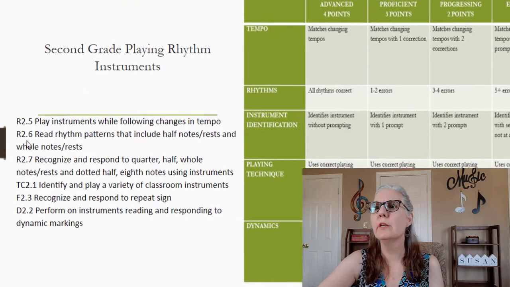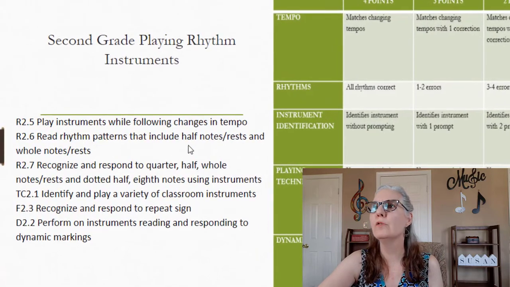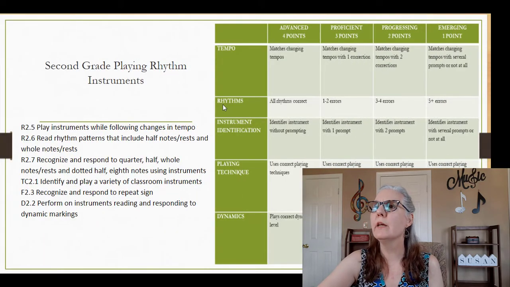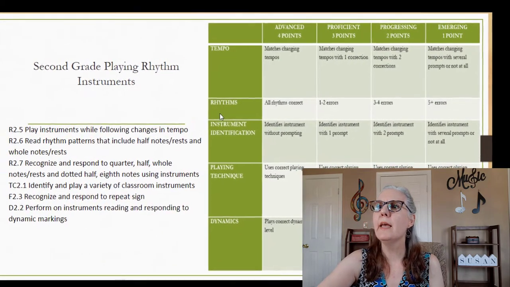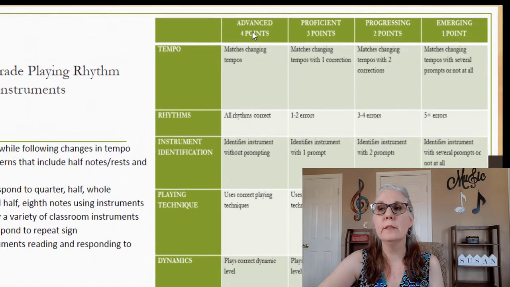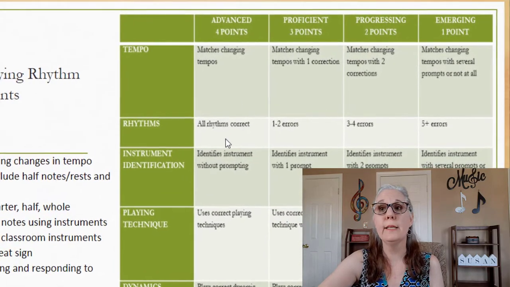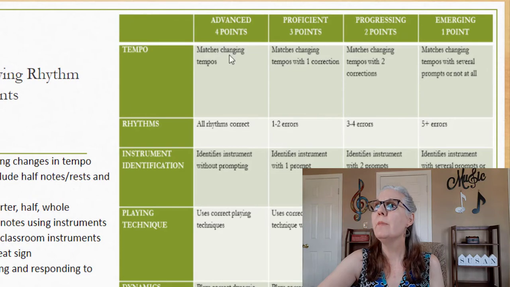Read rhythm patterns that include half note rests and whole note rests, okay? So then let's go over to the rubric, and you've got rhythms. That's what that goes with. And if they play all rhythms correct, then they're going to get 4 points, and that's advanced. If they make 1 or 2 errors, they're going to be proficient, and they'll get a 3. If they make 3 to 4 errors, they're progressing, and that's 2. If they make 5+ errors, they're emerging.